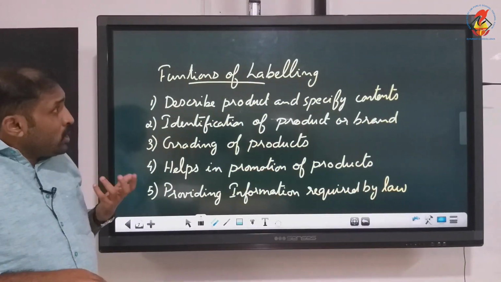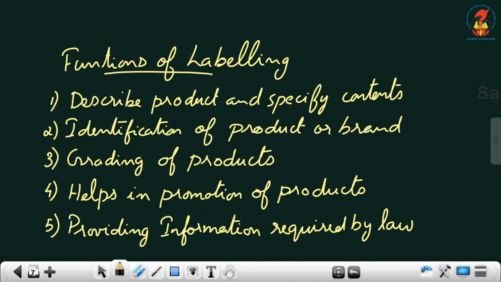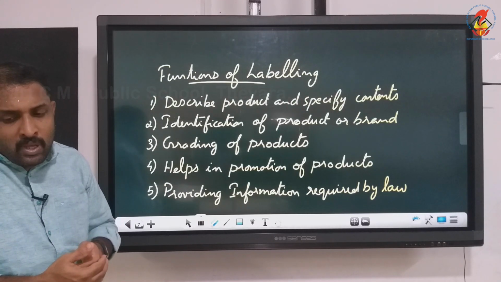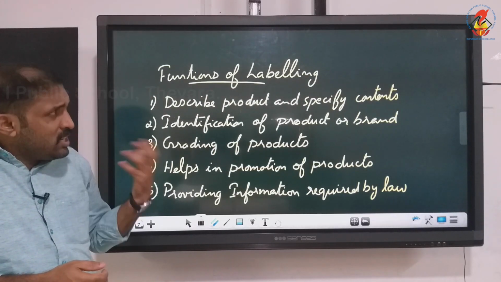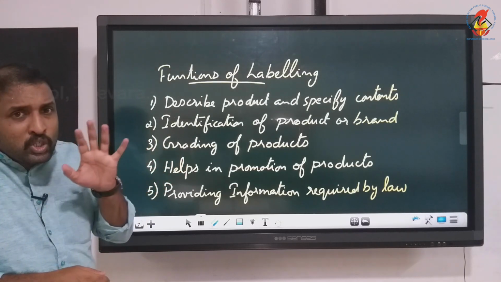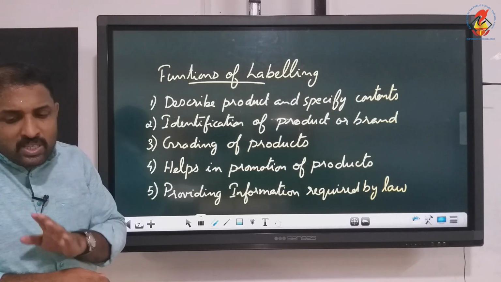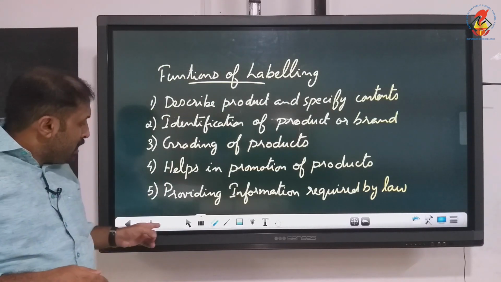Now, what are the functions of labeling? Or why should labeling be done? Or what purpose does labeling serve? It describes the product and specifies the contents. It says what the product is or what kind of product, what the components in the product are. All the details regarding the product are shown through labeling. In the label which is put on, it of course specifies the contents.